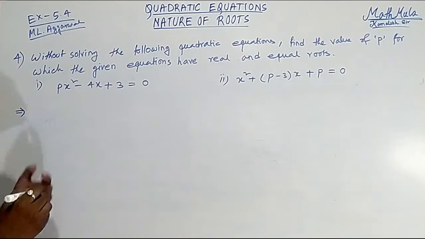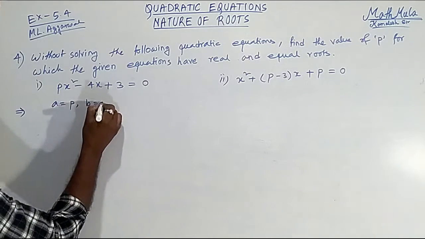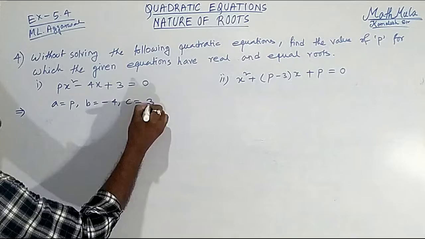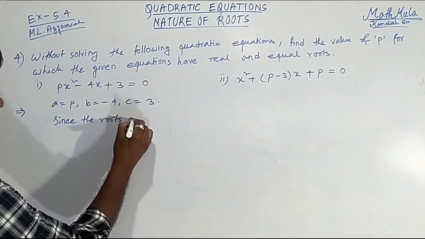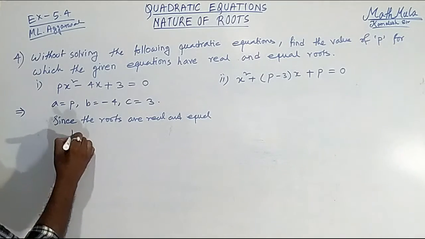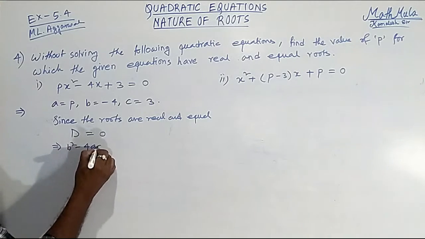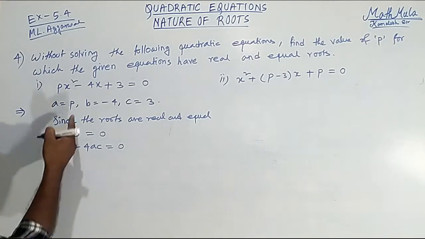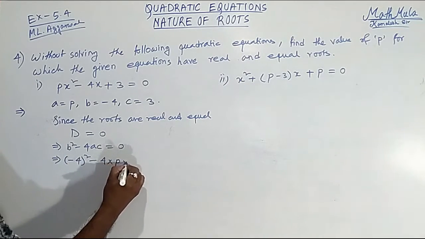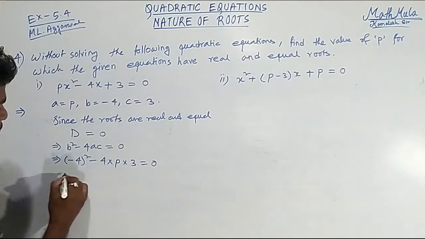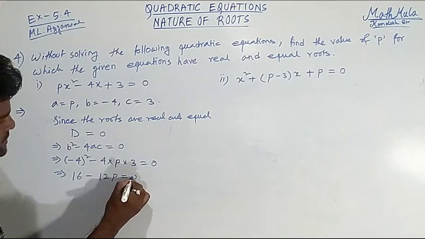Let's solve. Now if we compare this equation with the general form, then a is equal to p, b is equal to minus 4 and c equals to 3. Now since the roots are real and equal, we can say the discriminant equals 0. That is b square minus 4ac is equal to 0. That implies b square, that is (minus 4) whole square, minus 4 into p into c, that is 3, is equal to 0. That implies 16 minus 12p is equal to 0.